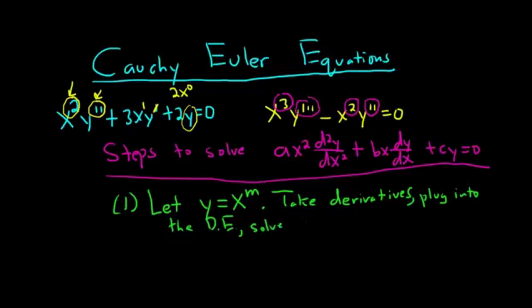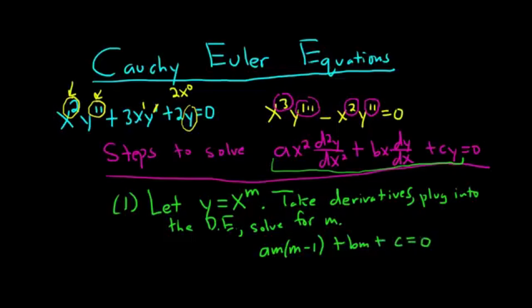In this specific example, you would take the derivative twice and plug it in, and then you would solve for m. If you do that, you would end up getting am(m minus 1) plus bm plus c equals 0. So this is a quadratic equation, and then you would solve it. Some people memorize this equation. Again, I like to do it from scratch. So when we do an example, you'll see we'll start with this, take the derivatives, and just plug it in and go.